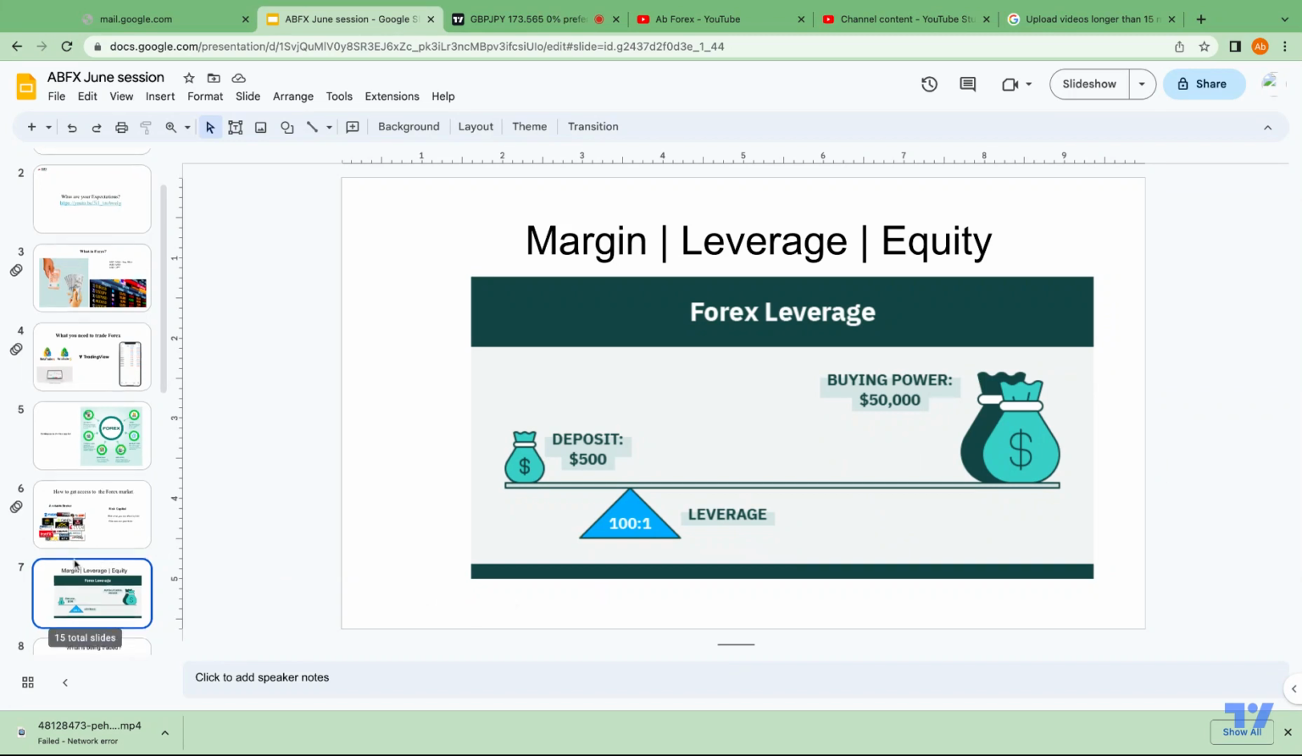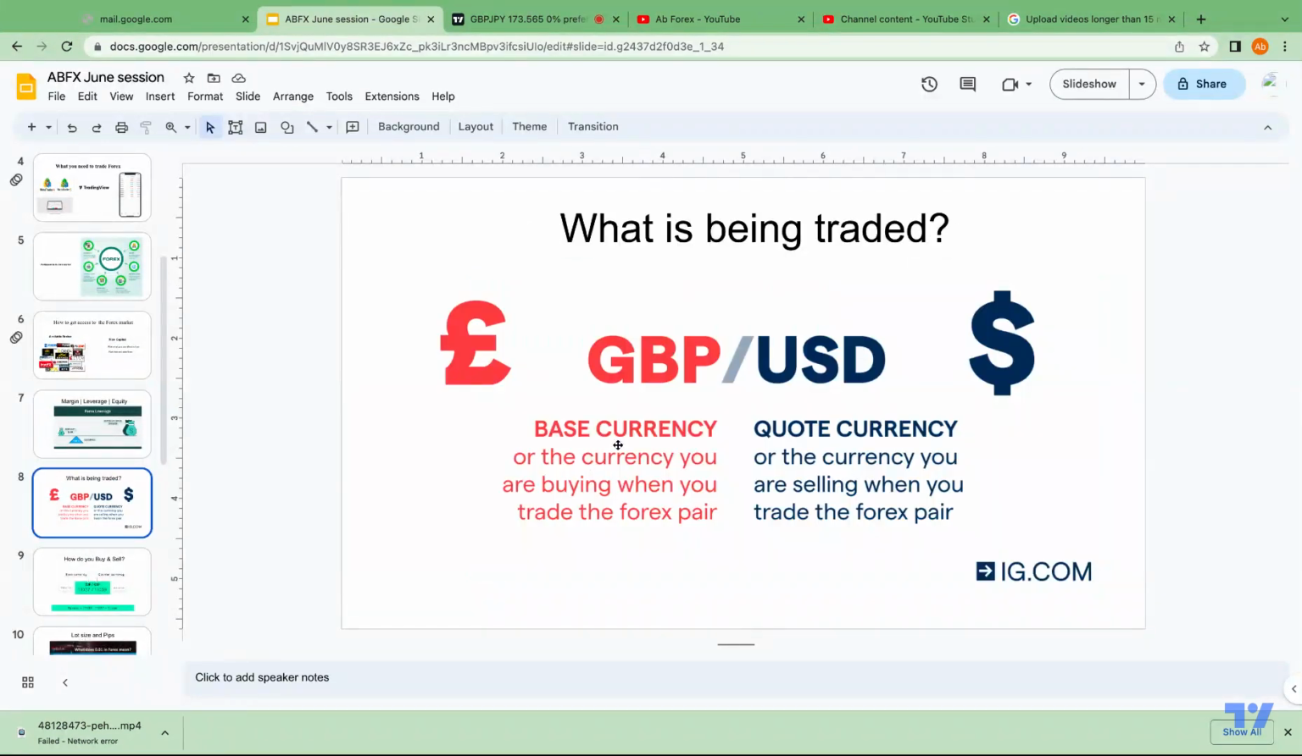Now, the next thing we'll be looking at is what is being traded. Remember, I told you that we are trading currency pairs, GBP USD. Now you need to understand how these pairs are being quoted. How are they quoted, right? So now the first currency you see in red is what we call the base currency, and the one in dark blue you're seeing is what we call the quote currency, right?